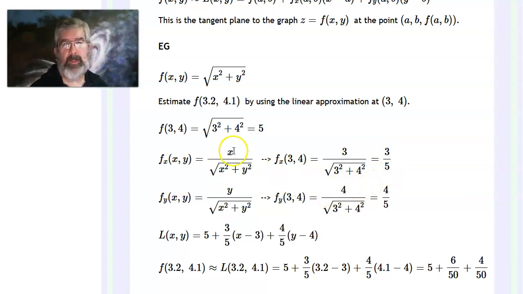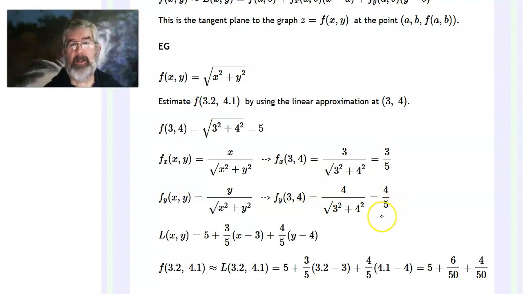Likewise, take the partial with respect to y. It looks a lot the same, but when you take the derivative of the inside, it's the derivative with respect to y this time. This is a constant, and you get a 2y out of it. The 2 and the half cancel out, making this. And plug in 3, 4, and I get 4/5.